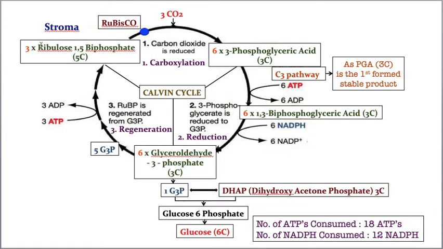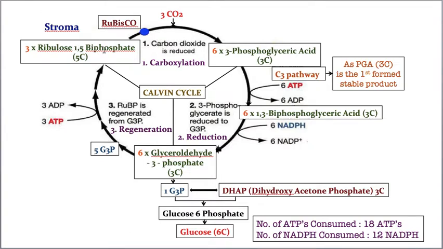Now these three carbon dioxides react with RUBP. How many RUBPs? देखो, how many are there? Three RUBPs. Okay, with three RUBPs, three carbon dioxides will react. How? In the presence of the enzyme called Rubisco. You remember na? It is the most abundant enzyme present in this world. In the presence of Rubisco, three carbon dioxides react with three ribulose 1,5 bisphosphates.